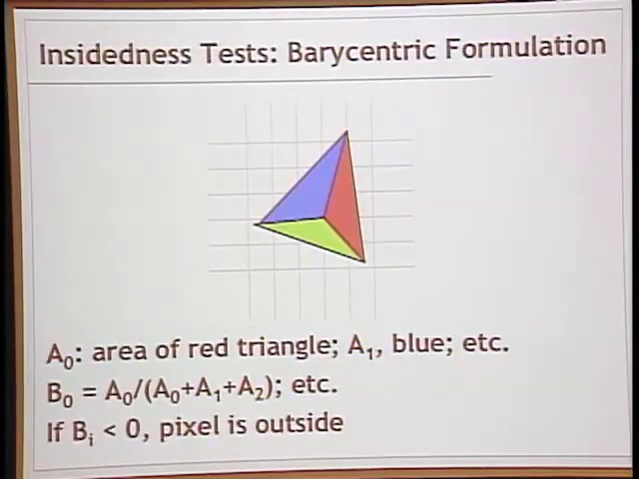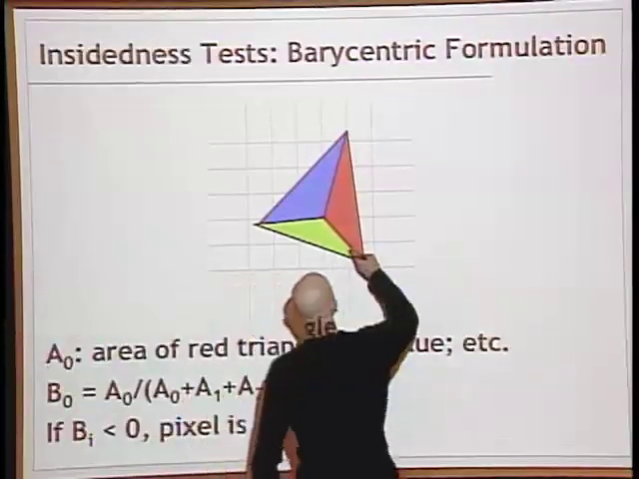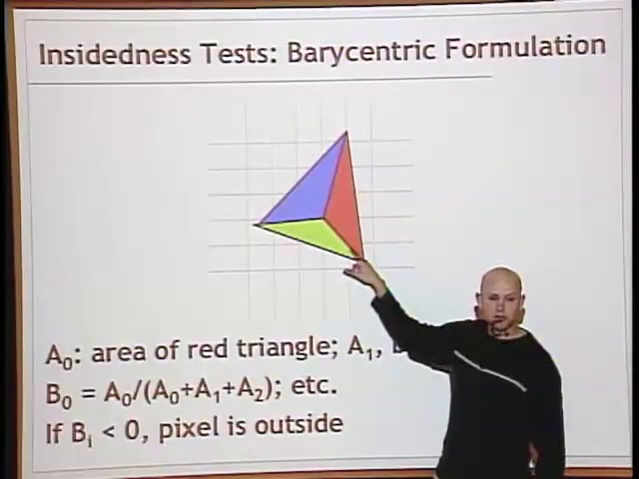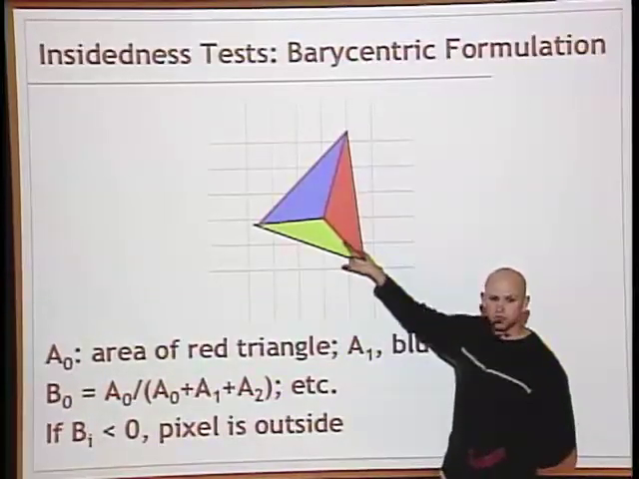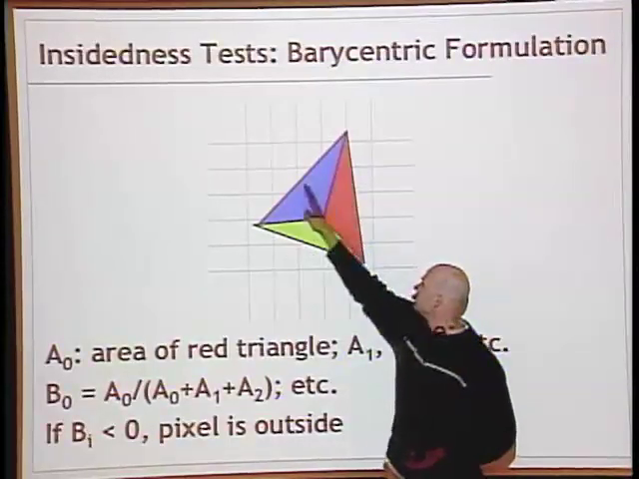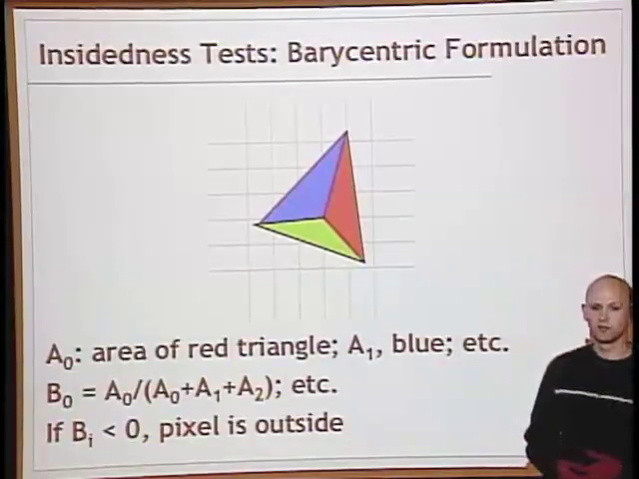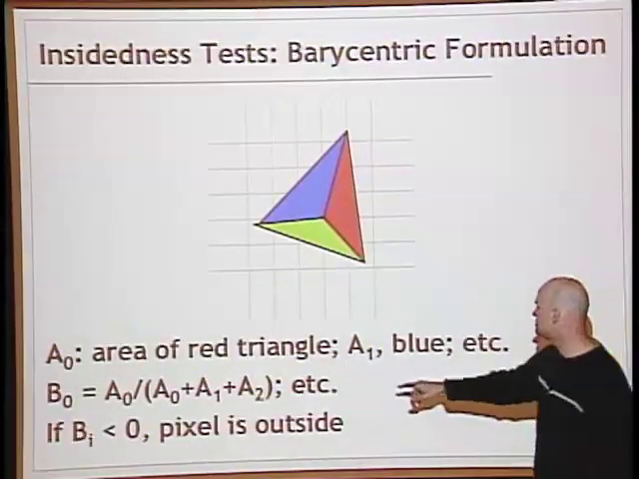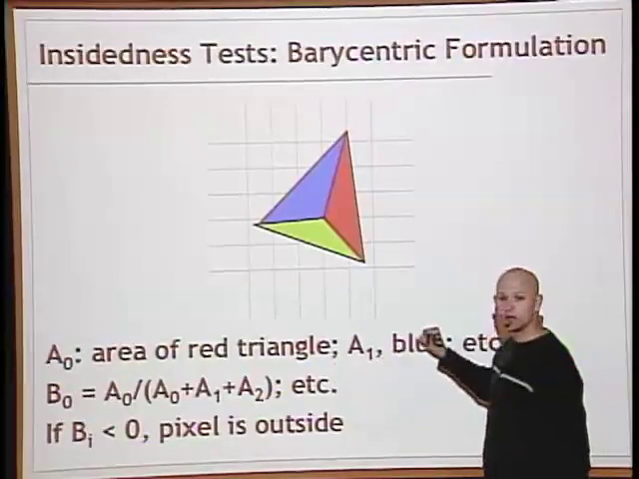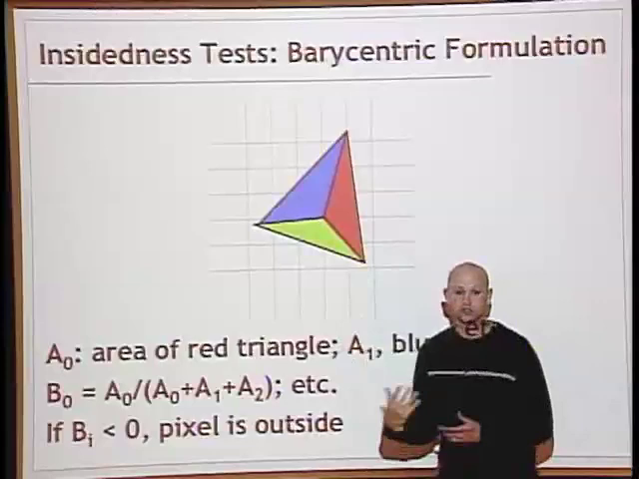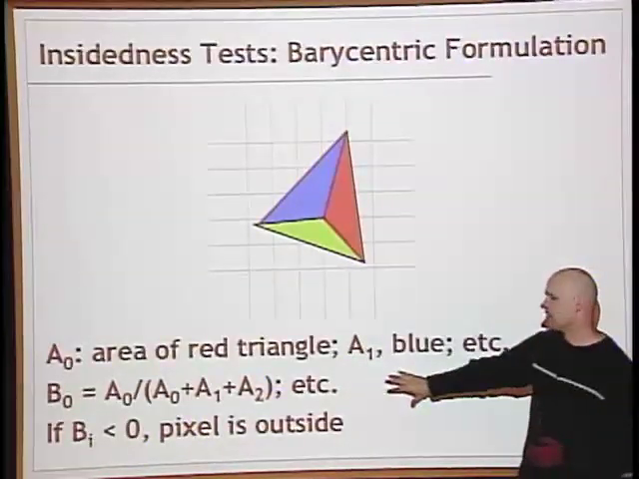If B is large, if it's close to 1, it means that most of the paint is blue. So if we're down at this place, then the blue triangle would be really big, and B would be really big, because most of the paint in here would be blue. If we're over here, then red will be very big, and the B value associated with red will be very close to 1, because most of the paint is red. Now, we define it so that B0 plus B1 plus B2, the fraction of paint that goes to red, green, and blue, should add up to 1. We define things in that way.